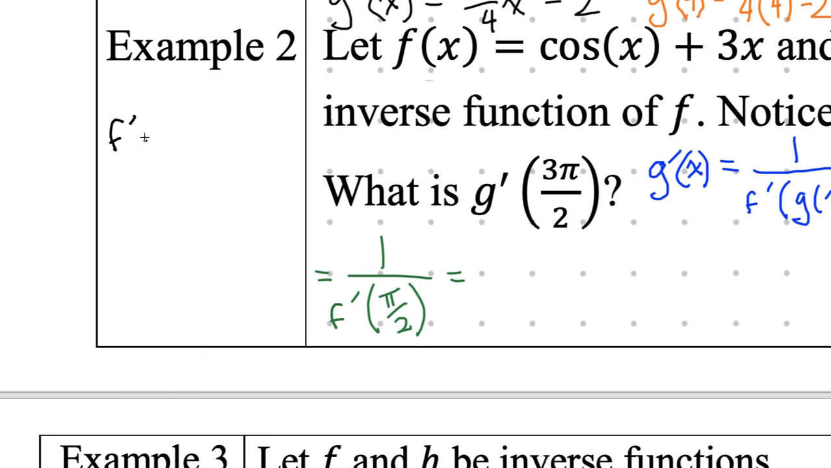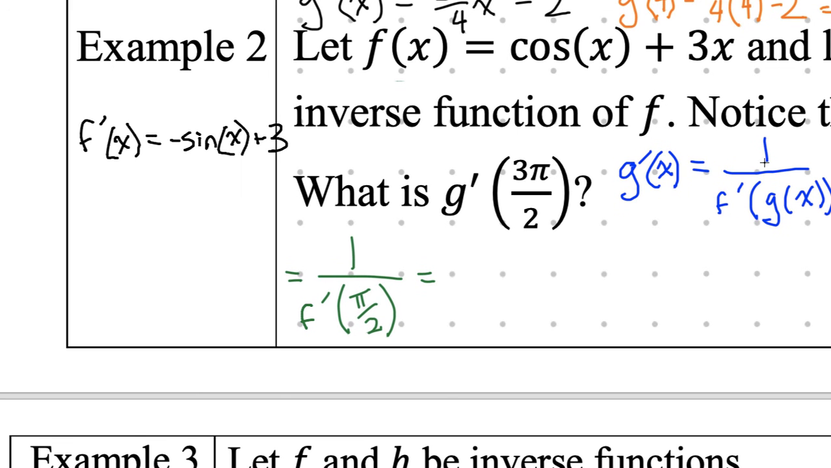F prime of x. I take the derivative of cosine, which everyone will shout out is good, negative sine. And then the derivative of 3x is 3. So there is our derivative, and I'm going to plug in pi over 2. So this is going to be equal to 1 over negative sine of pi over 2 plus 3.